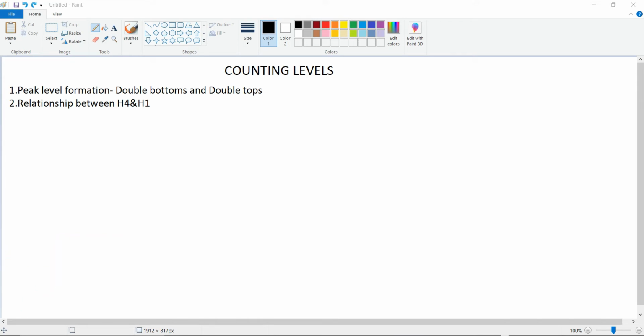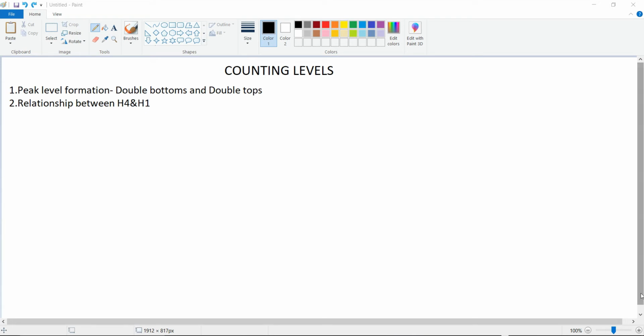Okay guys, today we're going to be talking about counting levels, and we're going to be focusing on two major topics in that. The first one is peak level formation in respect to double bottoms and double tops. Then I'm also going to talk about the relationship between H4 and H1 time frames.